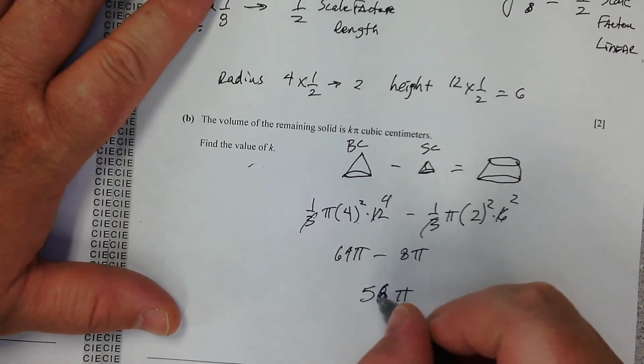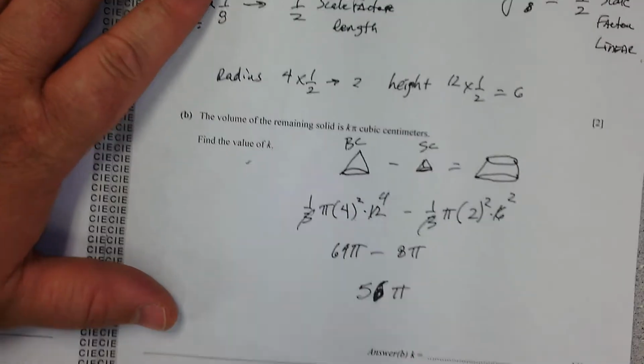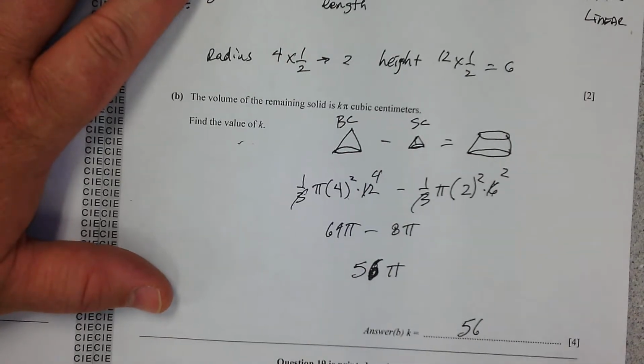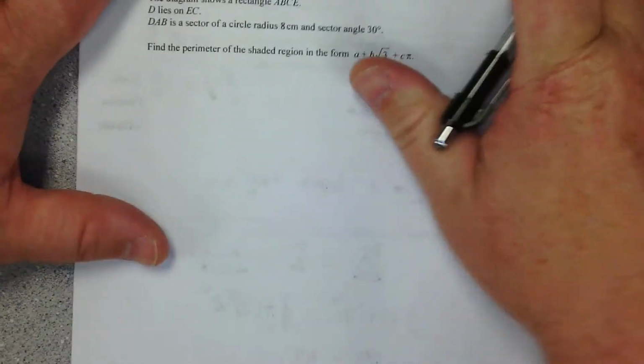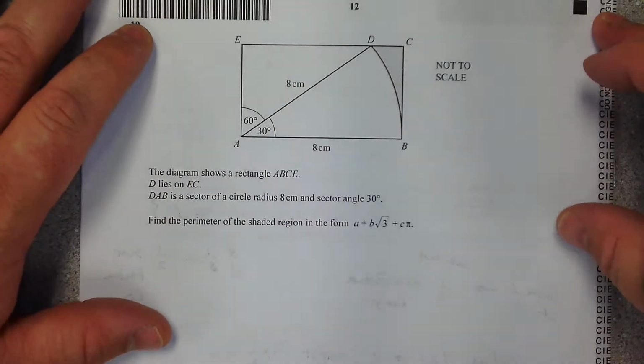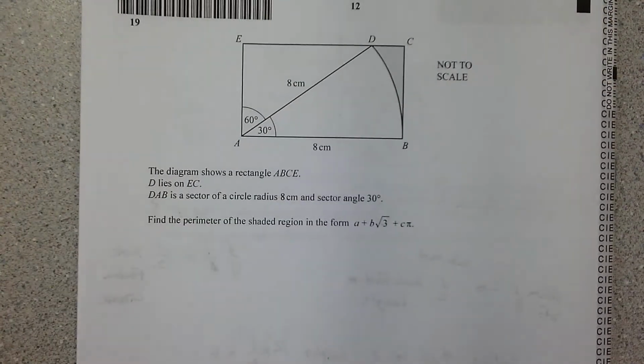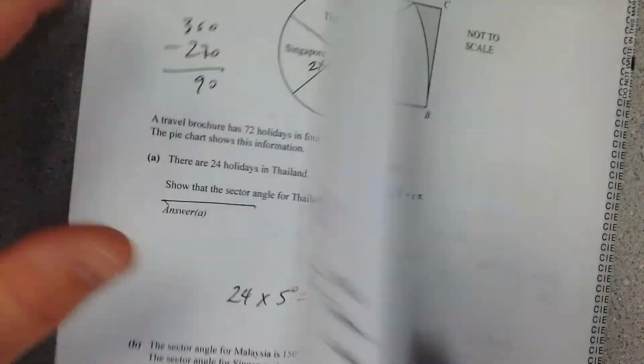56 pi. I knew something was wrong. 56 pi. 56. There's no pi in the answer, so it's just 56. Okay, last one. Last one. All right. Man, it's easy to make mistakes on these. That's why we go back. I'm glad I caught that. There was something in my mind going, wait a minute.